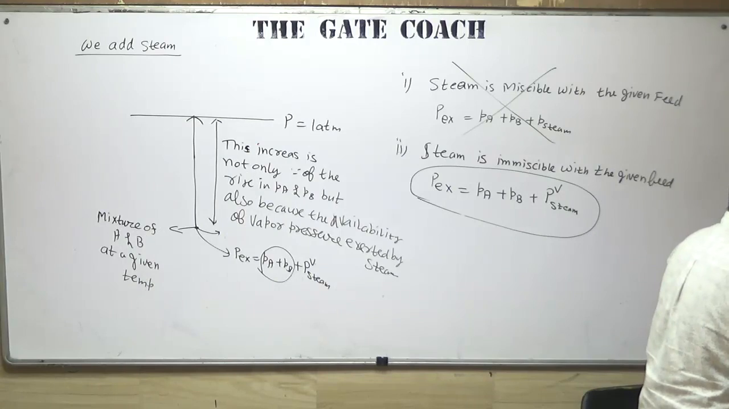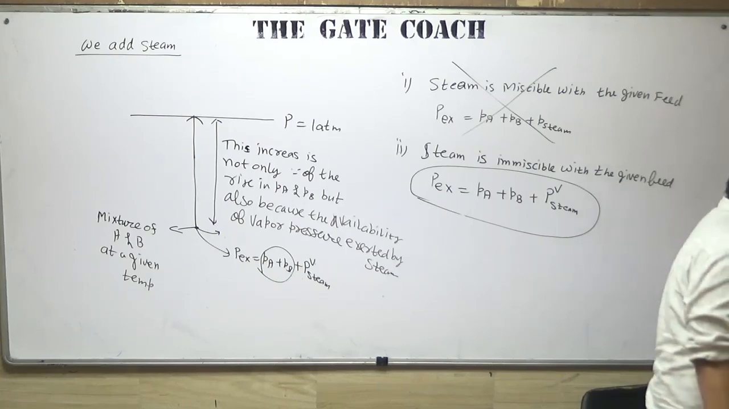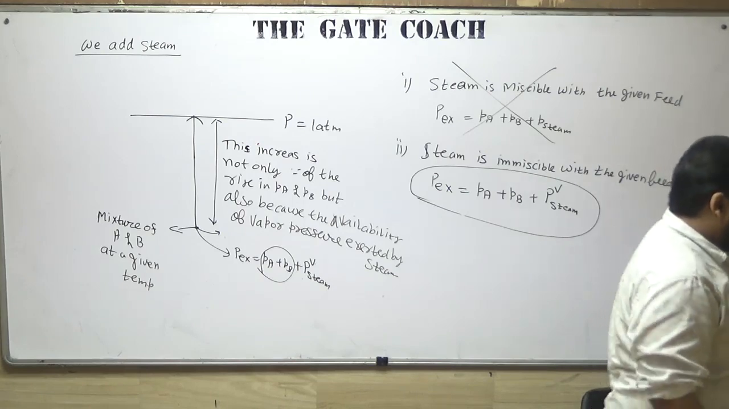Okay, sir, total pressure will be exerted less in case of miscible. This is also the reason. It was done, I read it, the temperature will increase after 0.1, I told you. Okay, clear. Thank you. So steam distillation is over.